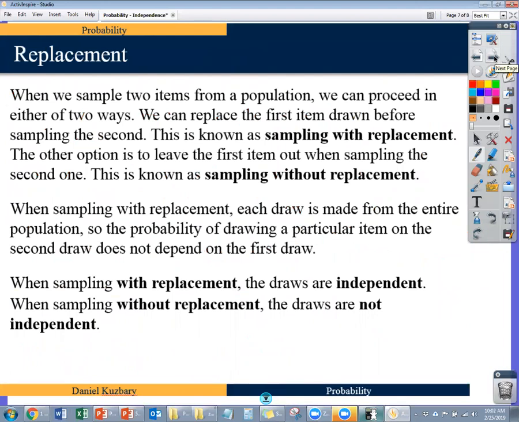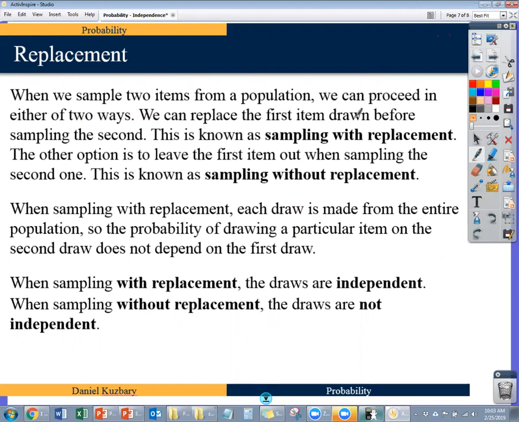When you're drawing two items from a population, there's actually two broad ways you can do it. Depending on the way you do it, you're either doing two things independently or one of your draws is going to be dependent on the other draw. I've just got one example of this, and I think you're going to get what these words mean when I show you the example. But let me read you the definitions first.